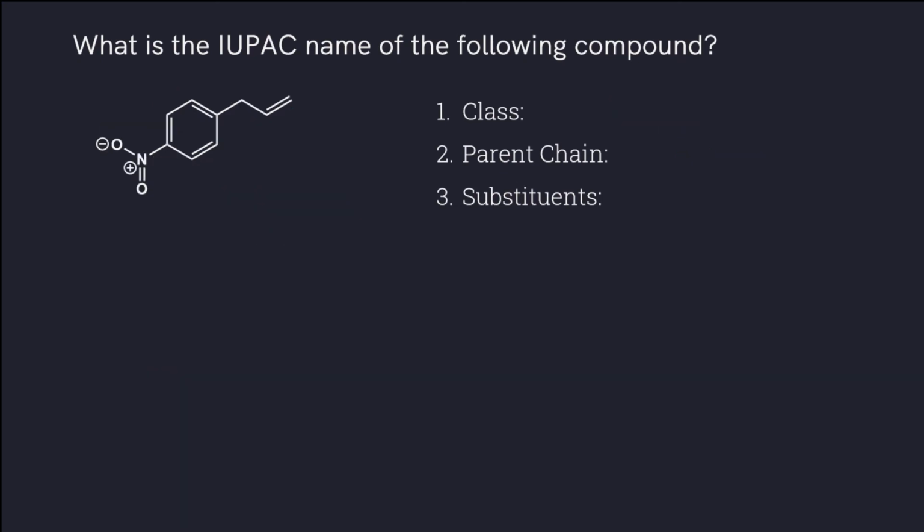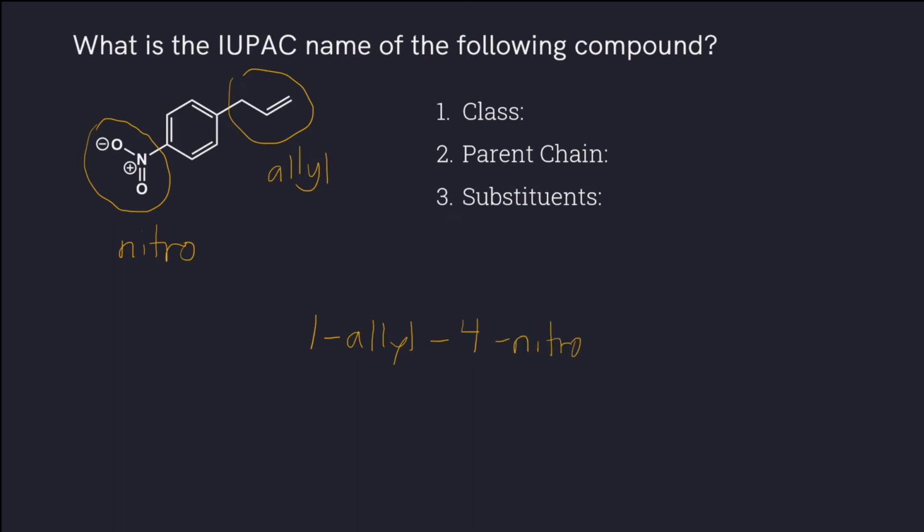This example is just allyl benzene with a new substituent over here. This NO2 group is called a nitro group. And as we said before, this is an allyl group. So we can easily name this arene as 1-allyl-4-nitrobenzene.